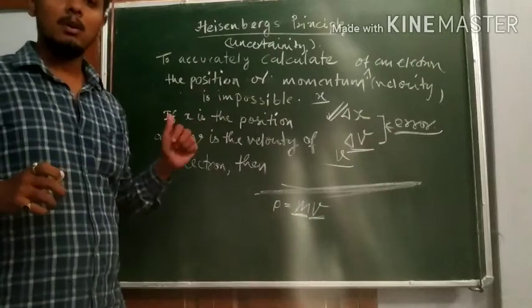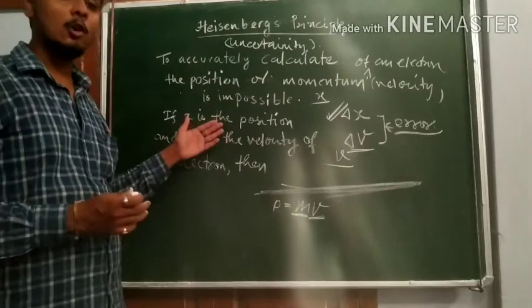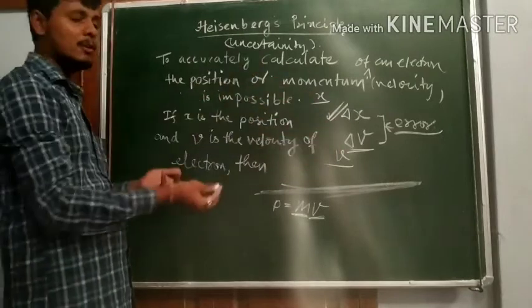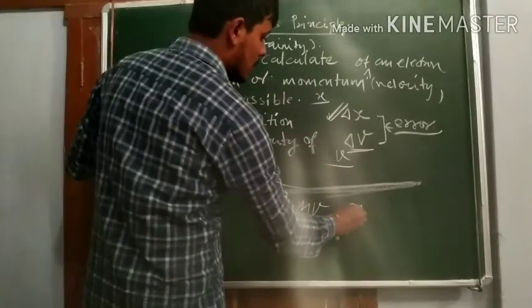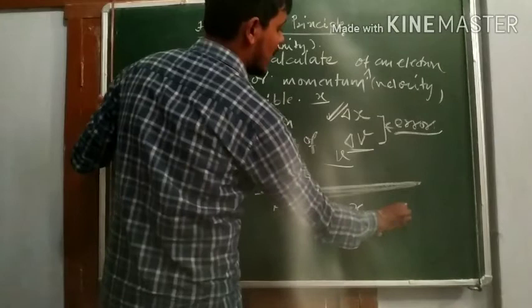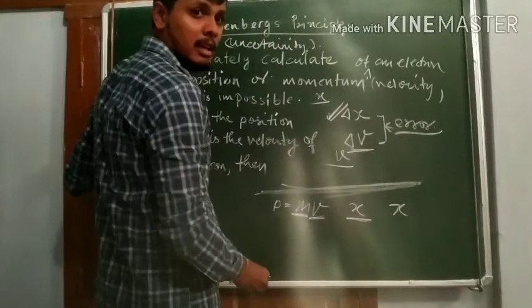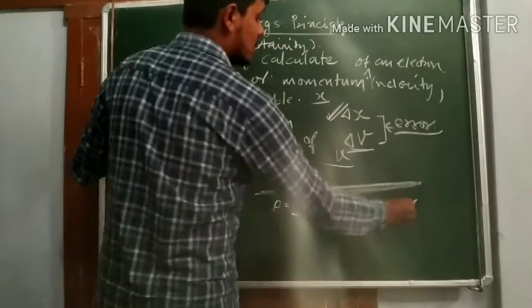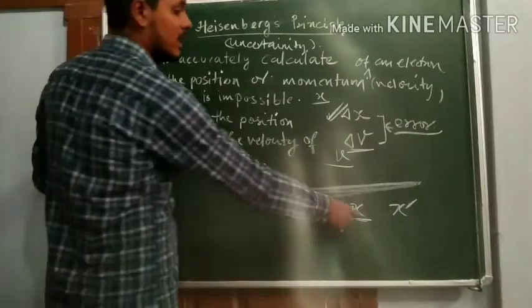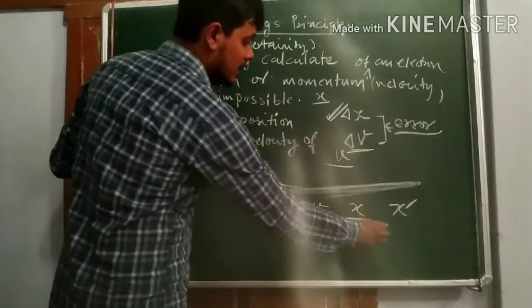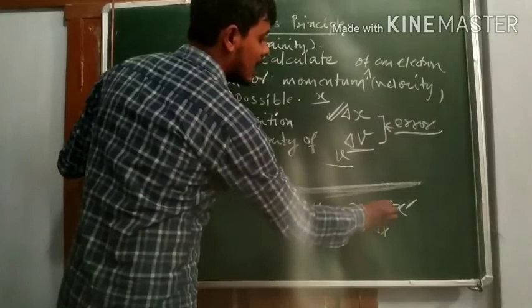So errors are positive. What does error mean? If the position is x, the actual position is x, but what I calculated is x dash. So x and x dash are different, and there will be a delta x. So this delta x is the error.